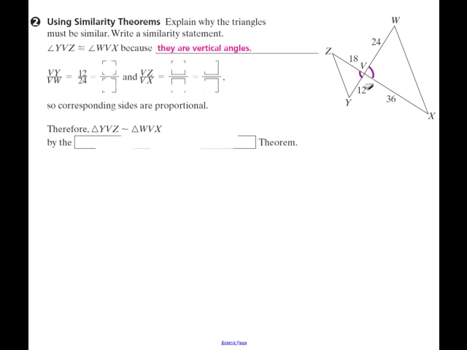So if we compare 12 and 24, VY and VW, that's a ratio of 1 to 2, or 1/2. Now if we compare the other two, VZ and VX, 18 to 36, that's again 1 to 2, or 1/2. So corresponding sides are proportional and the angle that's included are congruent. Therefore, using the side angle side similarity theorem, we can say that the two triangles are in fact similar.